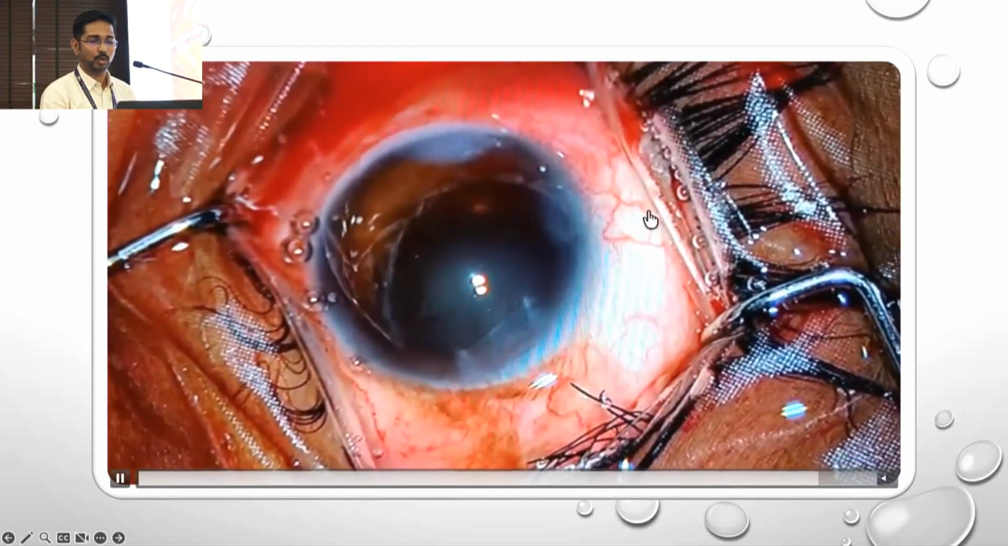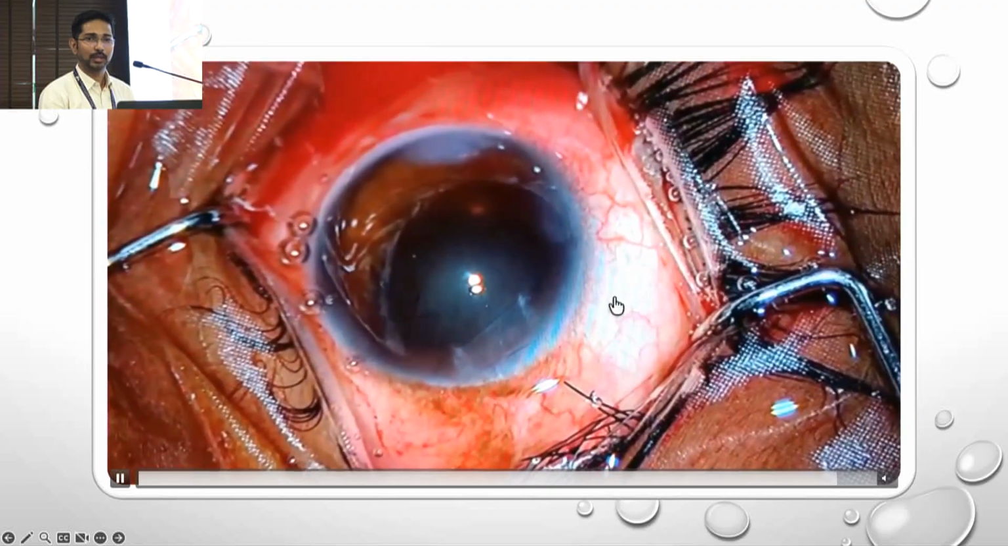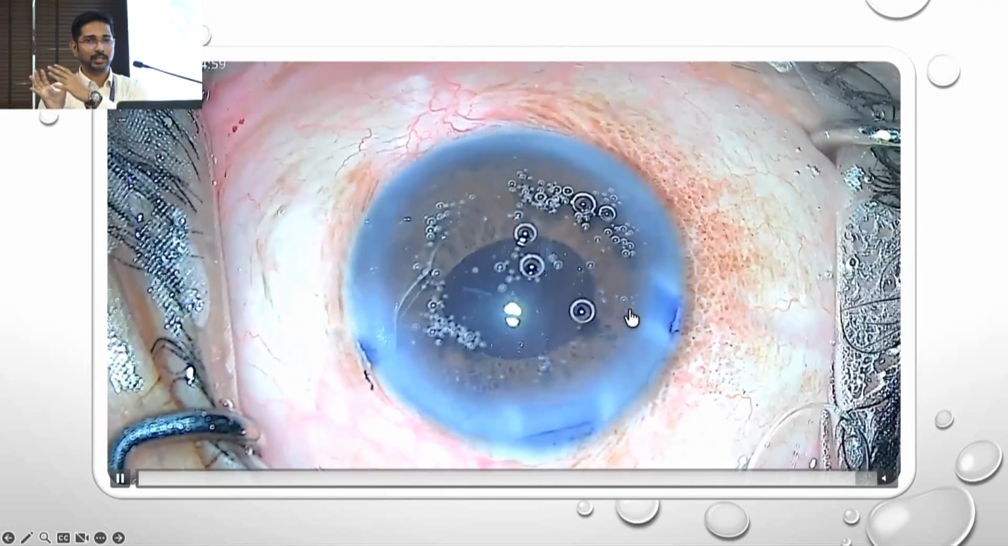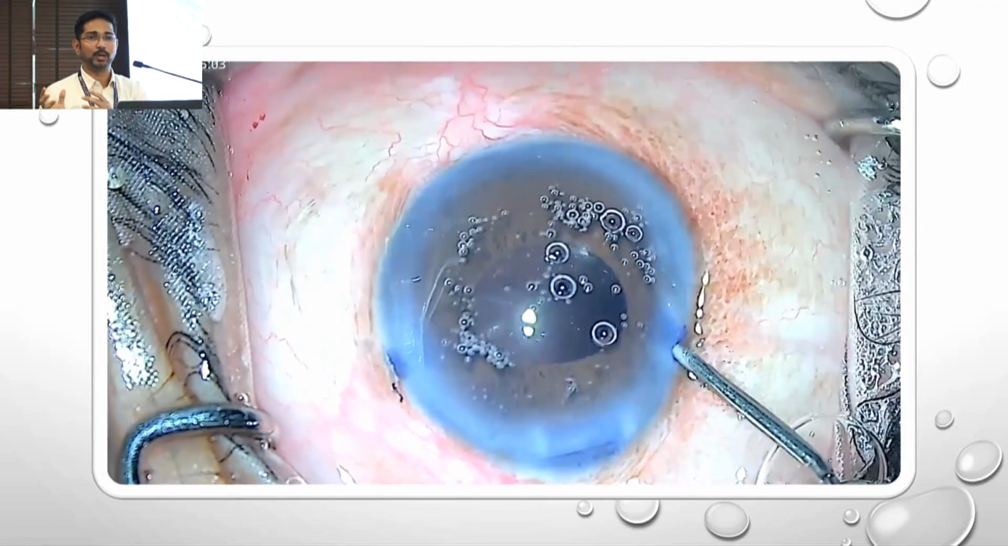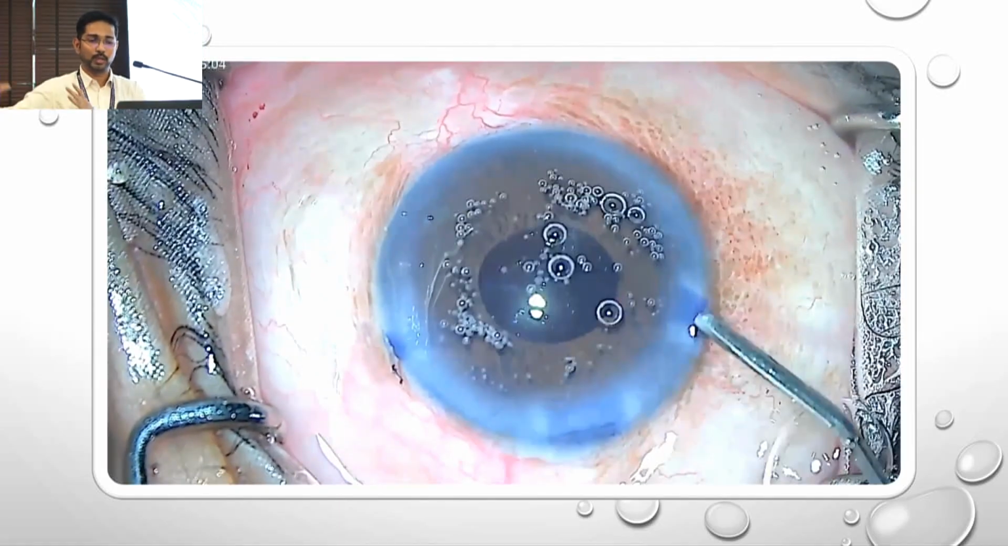Can you see this whole area getting completely blanched out? That means that the whole angle where the collector channels are has been opened out, and that is letting your fluid go, and you have achieved a trabeculotomy.